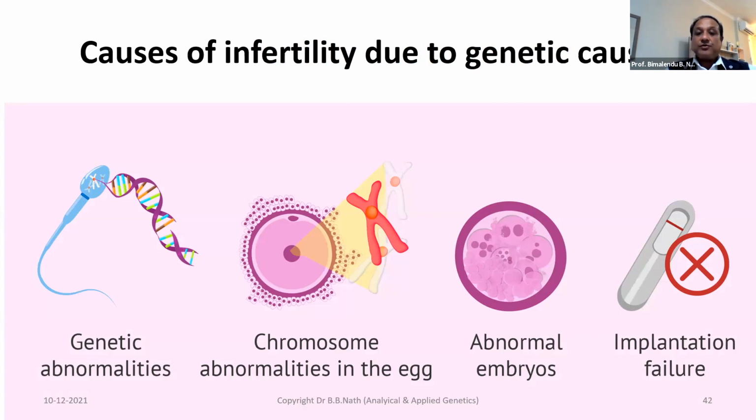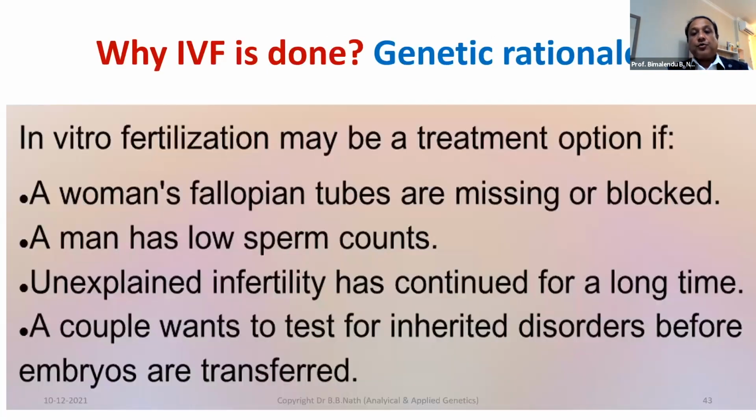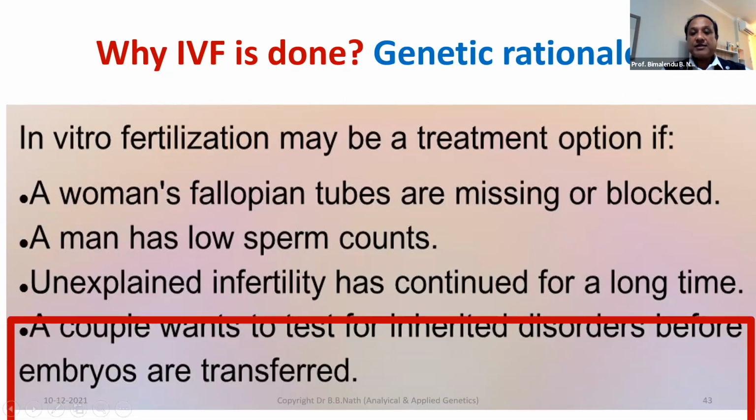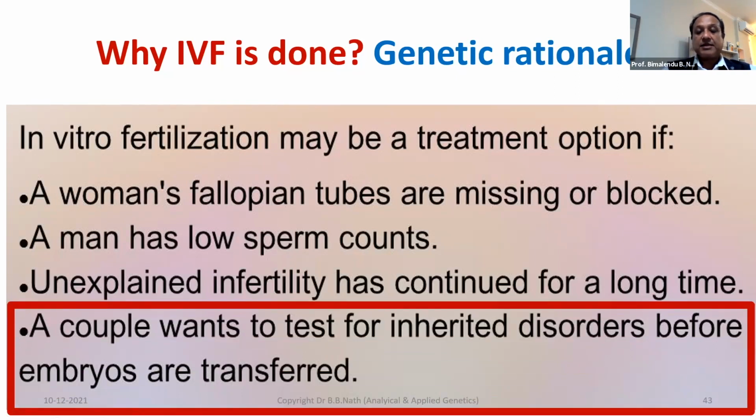Now there are genetic causes also. They can lead to infertility, like genetic abnormality, chromosome abnormality, abnormal embryos. Then there is implantation failure. So for such cases, you go for in vitro fertilization. It can be an option if a woman's fallopian tubes are missing or blocked, a man has low sperm counts, unexplained infertility has continued for a long time, and a couple wants to test for inherited disorders before embryos are transferred. Okay, so this is what we'll be discussing.